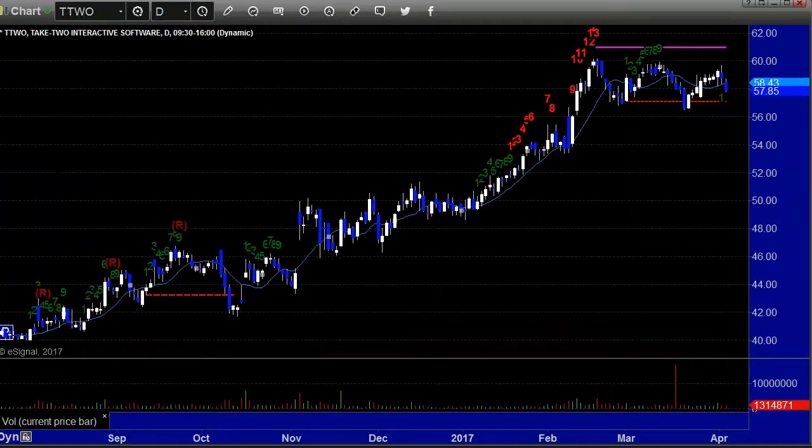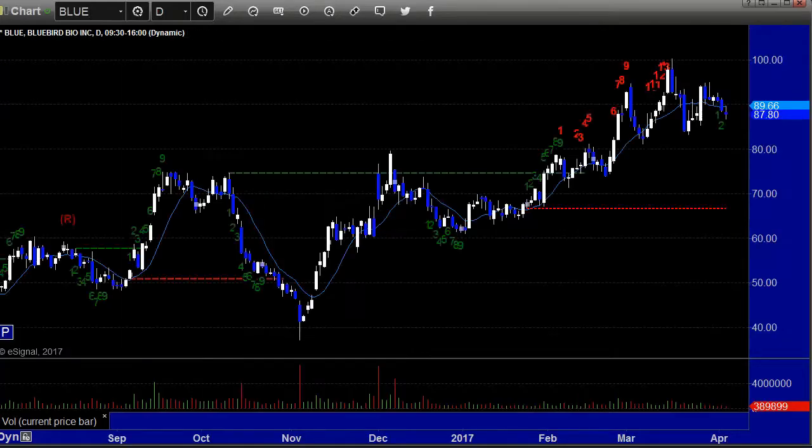T2, Take-Two Interactive. This one came out in February after a decent move up. I mean, the stock's been on a roll from 42 to 60 over the course of 7 months or so. And we got a 13 sell signal right there in February on the high candle. It's been the high so far on the stock, so I'd say that's pretty on the money. Blue had a 13 sell signal about 3 weeks ago, and basically the high one day after that, and then it rolled over. So that's pretty much on the money.